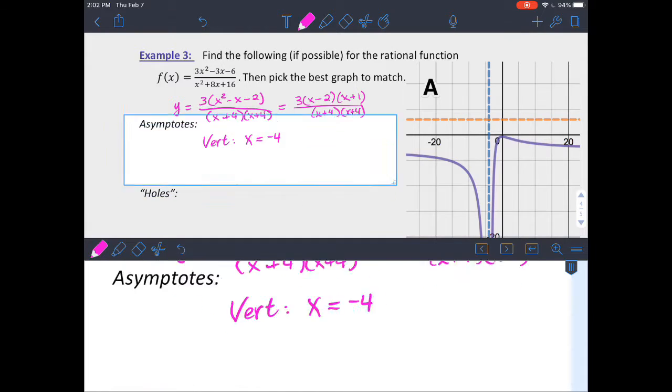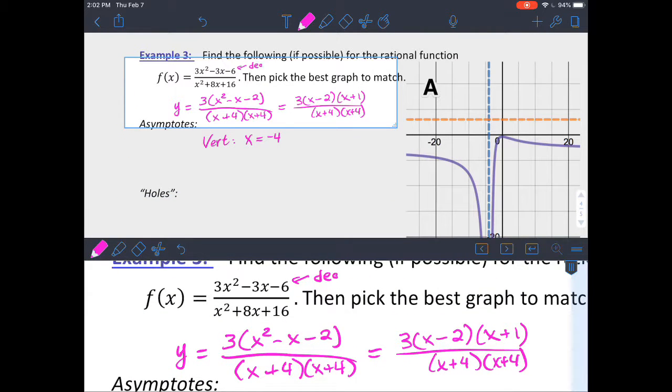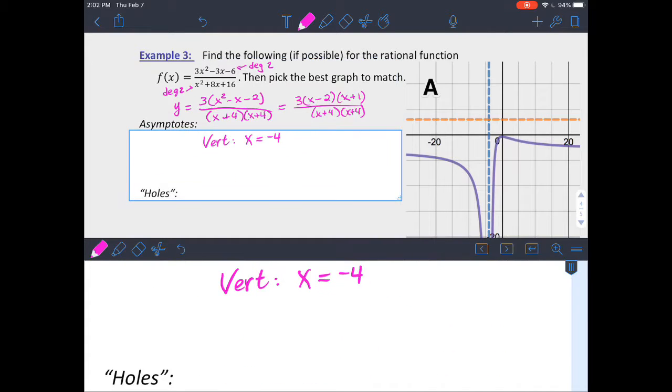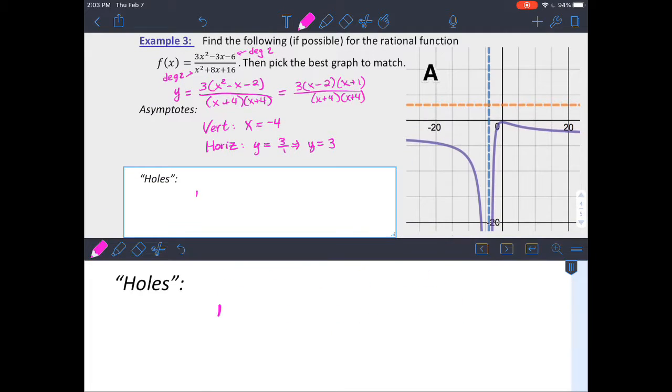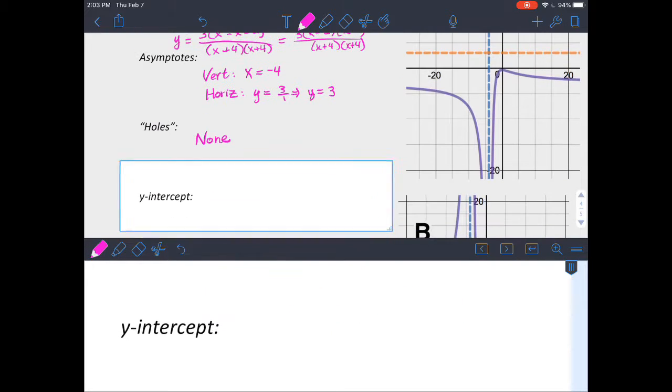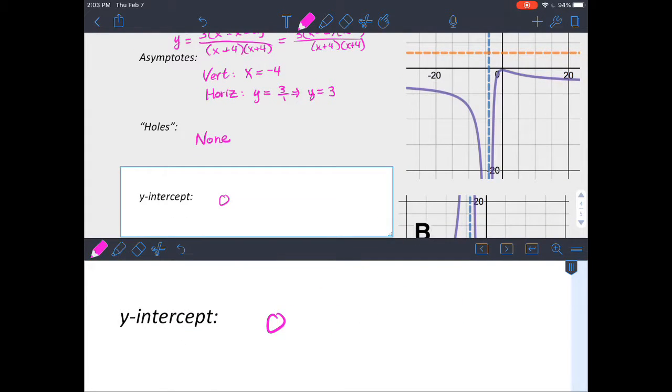Horizontal, or slant potentially, it's actually easiest to look at the original. The degrees of your numerator and denominator are the same, so it'll be a horizontal asymptote where I divide my leading coefficients to figure out the equation of my line. If you take your 3x squared divided by x squared, you just get a horizontal asymptote of 3. No holes again.